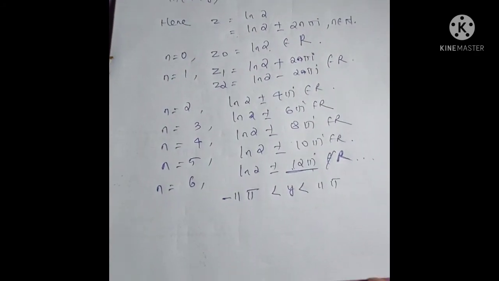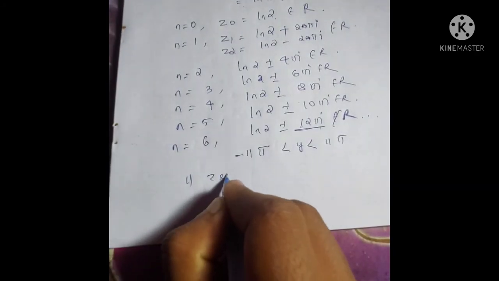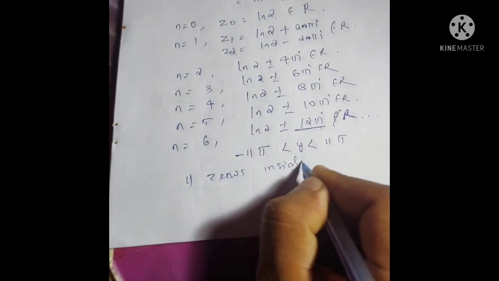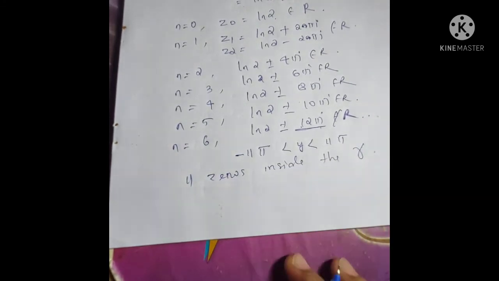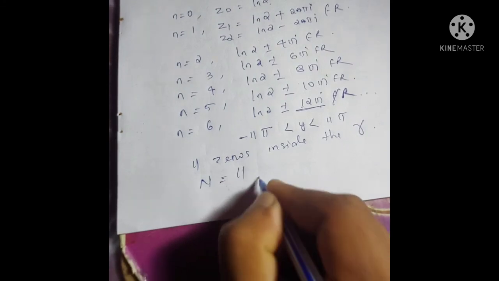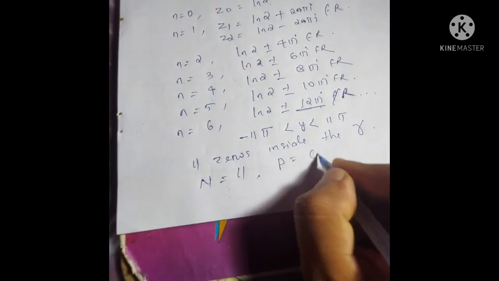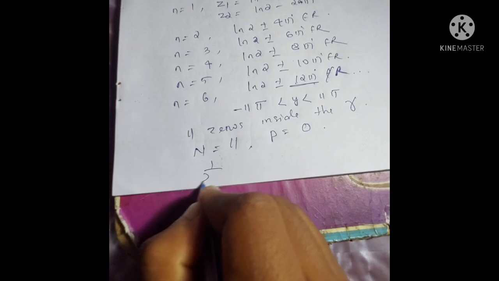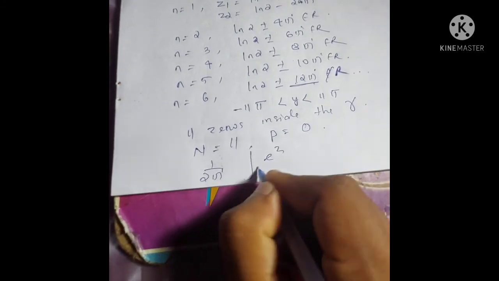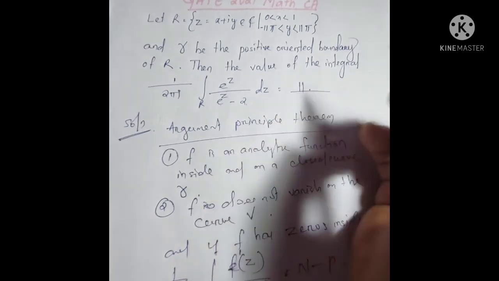So we have 11 zeros inside the curve gamma. So N is equal to 11, and previously we found that P is equal to 0. So the integral value of (1/2πi) ∫ e^z/(e^z - 2) dz is equal to 11. So for this question, the numerical answer will be 11. Thank you.